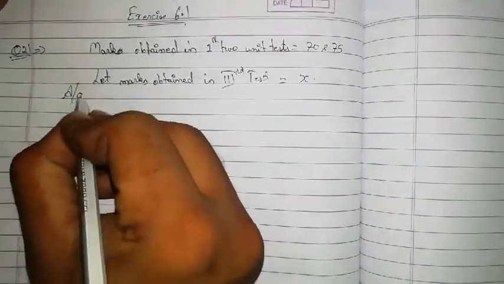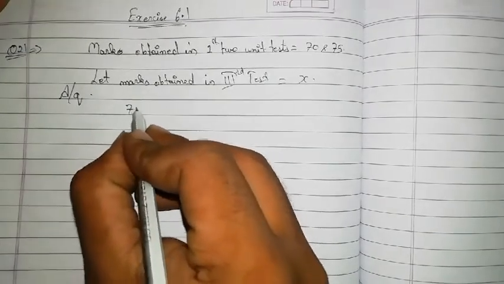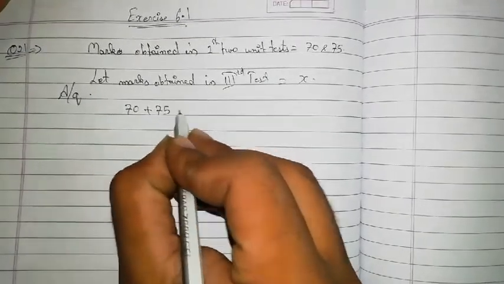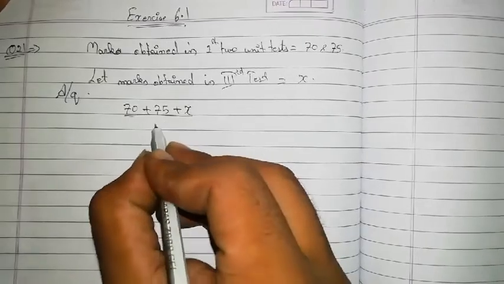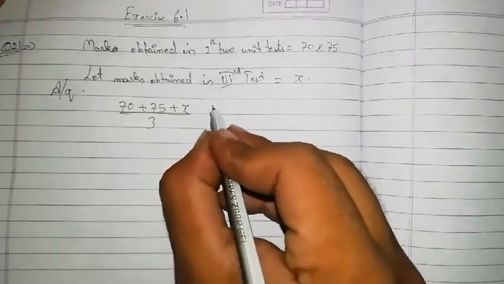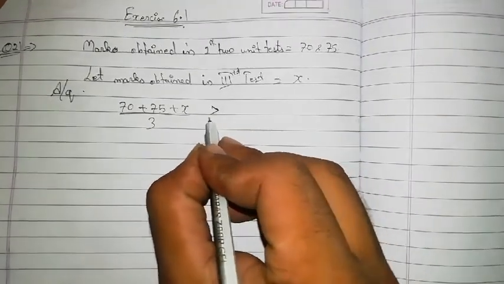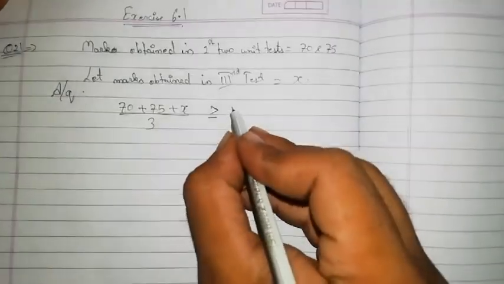Now according to the question, it is given that their average is at least 60. So how can we find the average? Sum of all numbers divided by the number of numbers, which is 3. So it will be greater than or equal to 60.